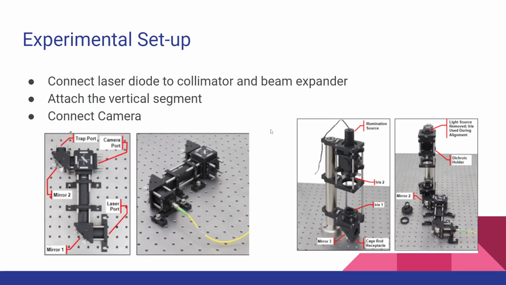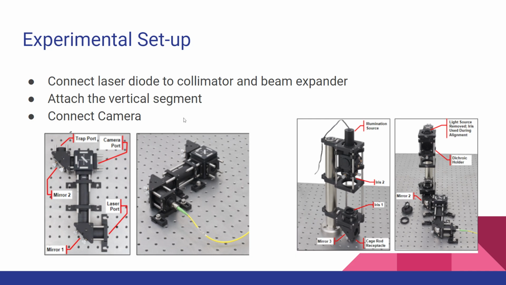Experimental setup. The portion explained on this slide was largely done by the TAs, although there were some issues that had to be corrected later. First step is to connect the laser diode to the first horizontal segment shown on the left, which is the collimator, and then connect that to the beam expander.